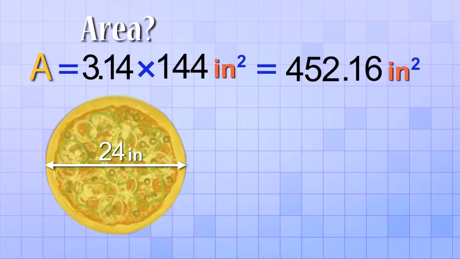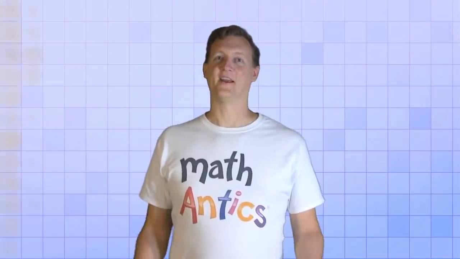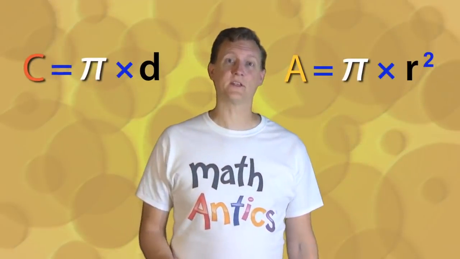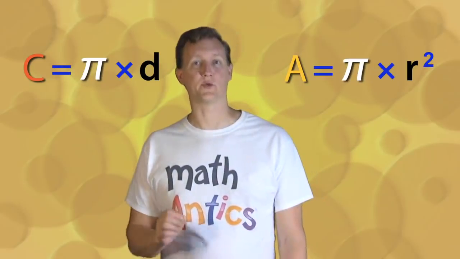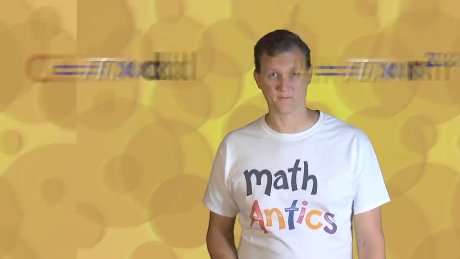So the total area of the pizza is 452.16 square inches. All right, so now you know how to find the circumference and the area of any circle. All you need to do is remember the formulas. Circumference equals pi times diameter, and area equals pi times radius squared. But it's really important to practice using these formulas for yourself, so be sure to try some of the exercise problems. That's the way to really learn math.